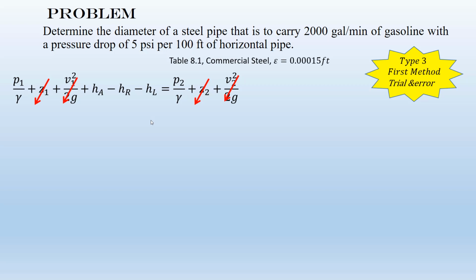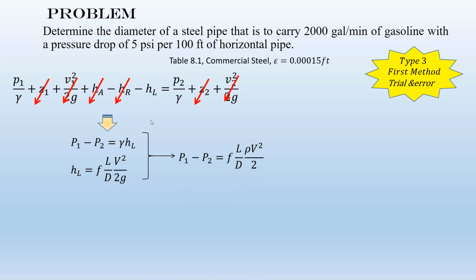There is no pump between point 1 and point 2. There is no turbine, and then you can write HL equals (P1 minus P2) over gamma, or P1 minus P2 equals gamma times HL. This is the first equation, guys. Also, you can write HL equals f L over d times V squared over 2g. If we combine these two correlations, we can write P1 minus P2 equals f L rho V squared over 2d. Correct? Let's see if we can simplify it more.